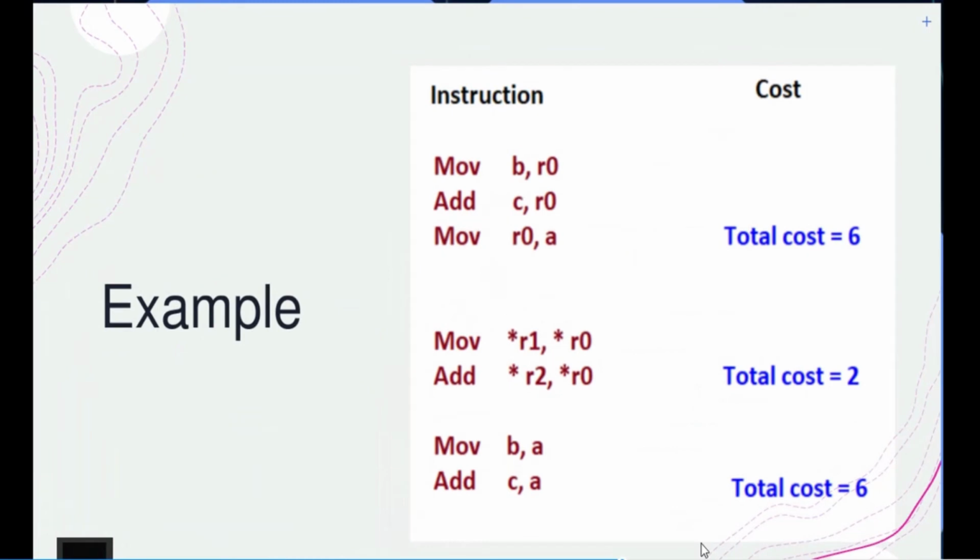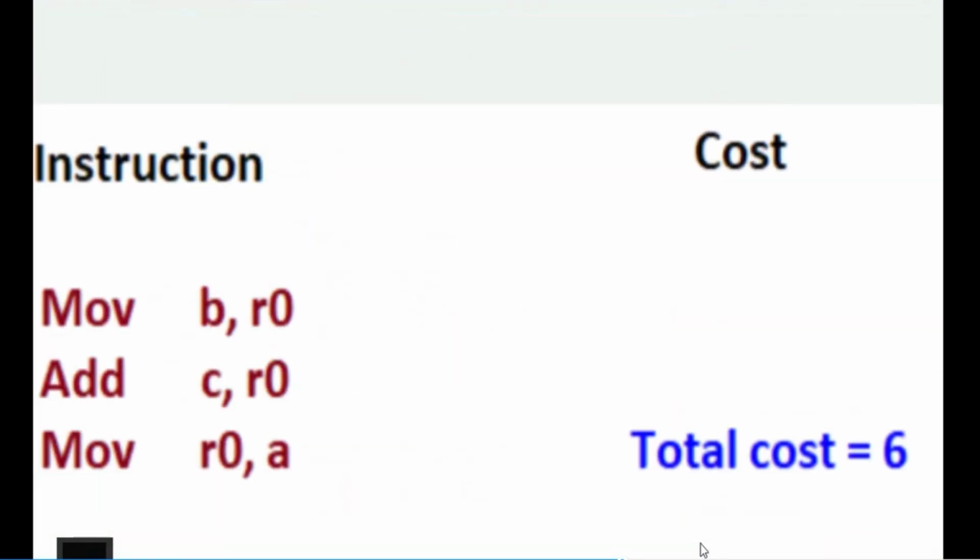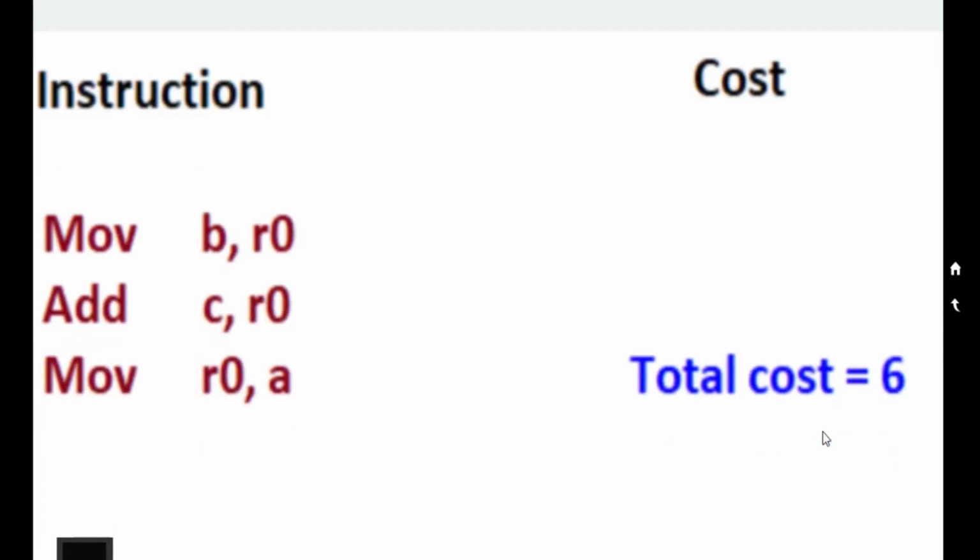Next, for this instruction sequence, first move B comma R0. What is the cost? A register and a variable are involved, so the cost is equal to 2. Here also a register and a variable are involved, so the cost is equal to 2. And here also a register and a variable are involved, so the cost is equal to 2. So the total cost is equal to 2 plus 2 plus 2, that is 6.